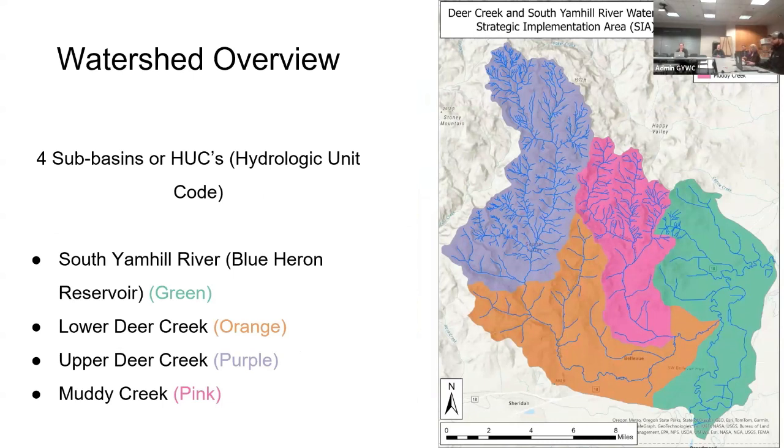And then as you move up in the system, the orange is Lower Deer Creek and switches a little bit more to just hazelnuts and grass seed. Muddy Creek has some of that going on as well, but Muddy Creek's probably a little bit more similar to the Upper Deer Creek, where there's forest activities and a little bit of livestock going on as well. So a lot of different diverse stakeholders to engage with here.